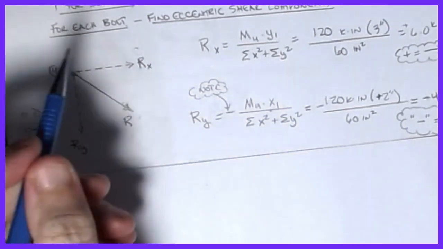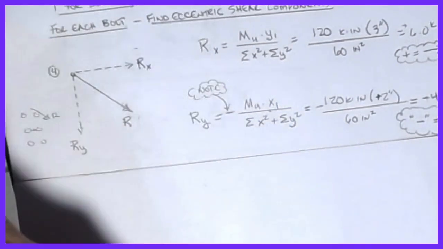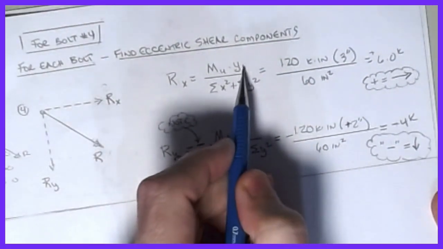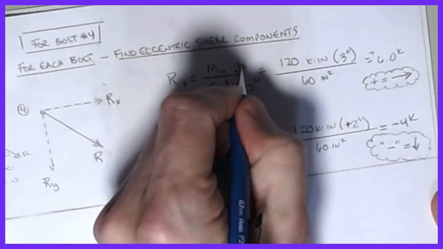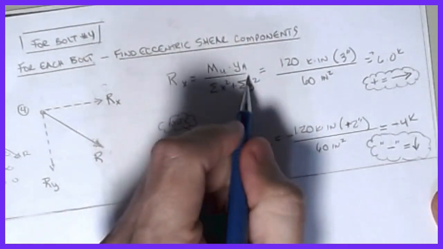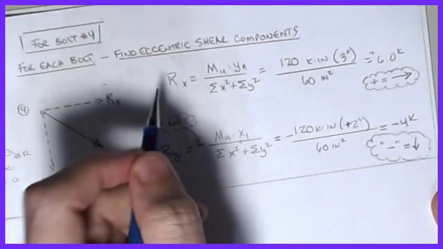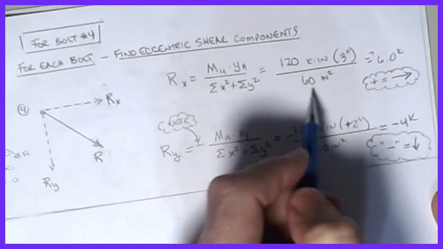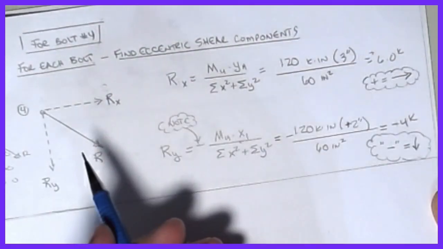So what we can do is figure out the x component by simply taking that moment, multiplying it by the y coordinate, that should be the y4 coordinate, and then dividing all over that summation that we just found. So the x component of the force in this guy is 120 times 3 divided by 60, or it's +6 kips.